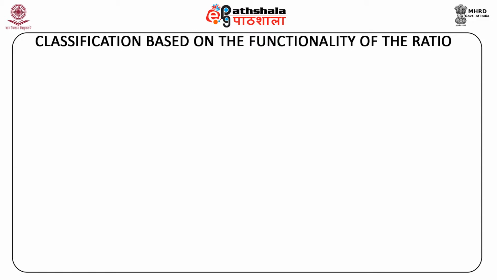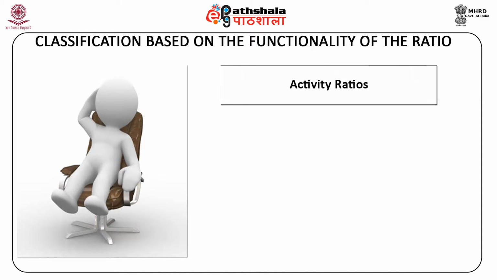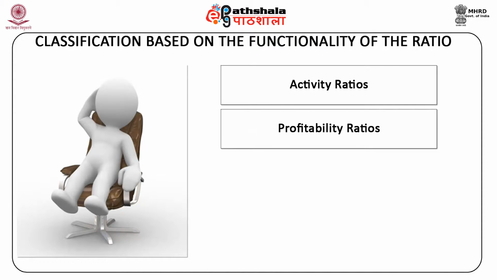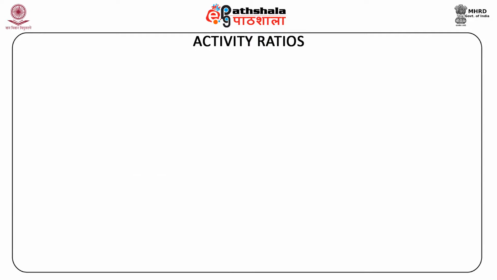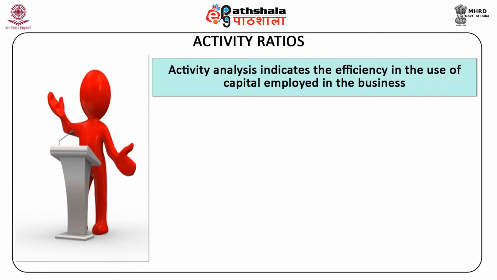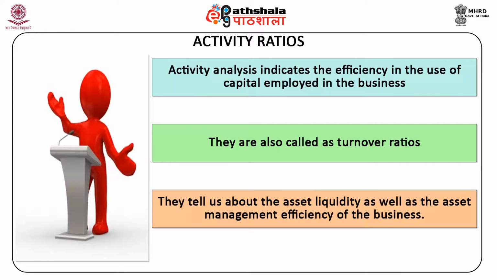Classification based on the functionality of the ratio. On the basis of functionality, ratios can be classified as activity ratios, profitability ratios, liquidity ratios, solvency ratios. Activity ratios. Activity analysis indicates the efficiency in the use of capital employed in the business. They are also called as turnover ratios. They tell us about the asset liquidity as well as the asset management efficiency of the business.